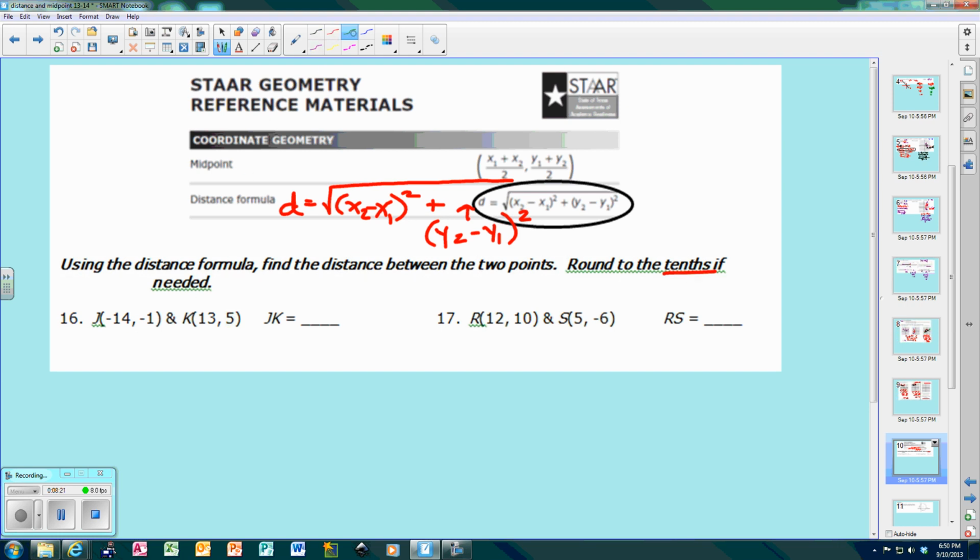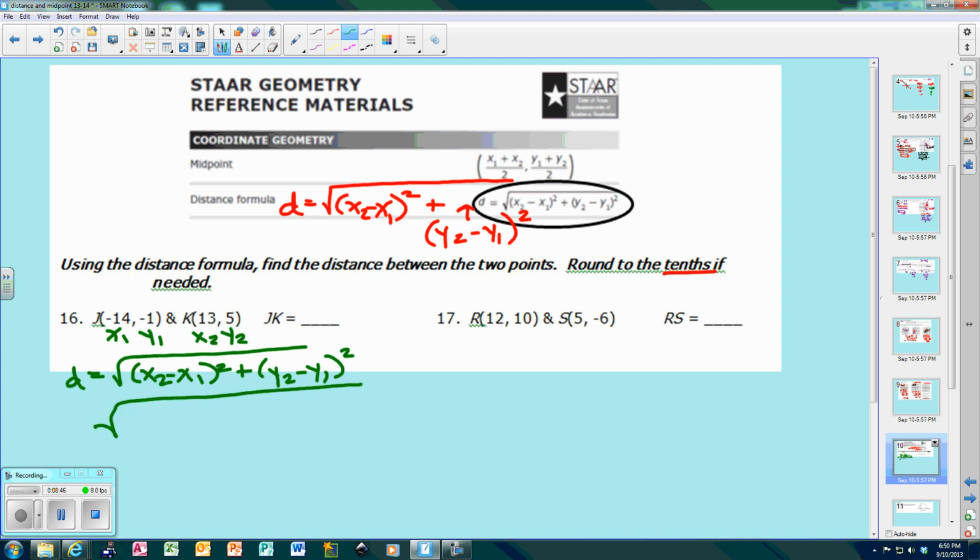So let's label these points. So we've got x1, y1, x2, y2. So using the formula, I'm going to write it down. So x2 minus x1 squared plus y2 minus y1 squared. You don't have to memorize this, so don't freak out. It's on your formula chart.